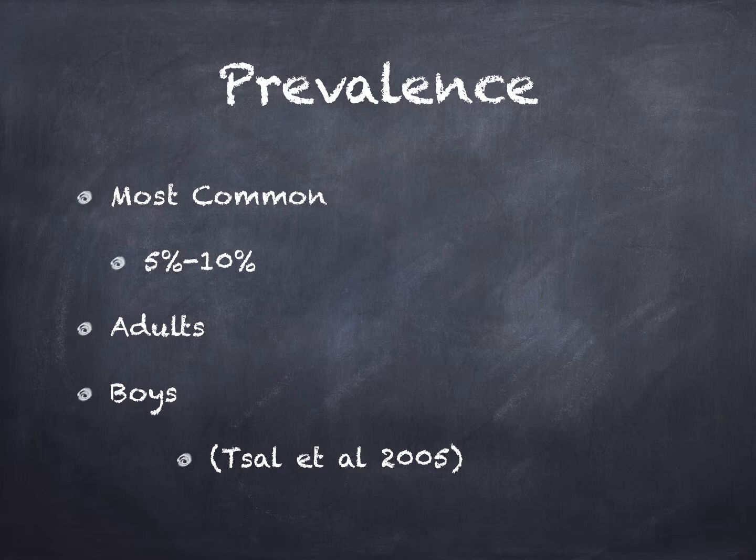As for prevalence, as we see here, ADHD is the most common behavioral disorder in children, and it affects between 5% to 10% of school age children. It was thought ADHD disappears into adulthood, but roughly 5% of adults have ADHD. Also, research is not conclusive, but it is believed boys are identified with ADHD more often than girls.